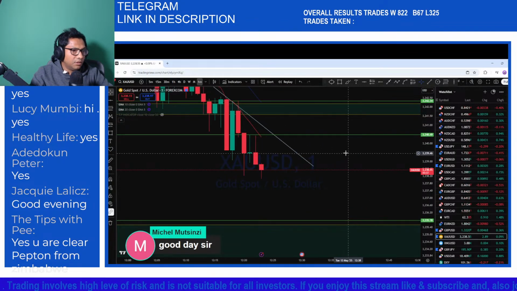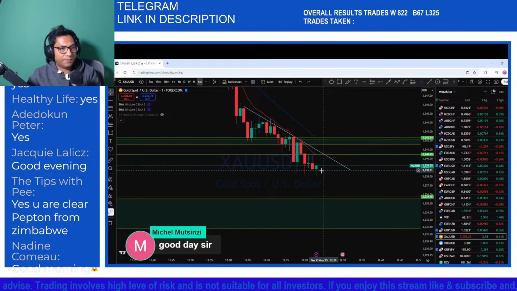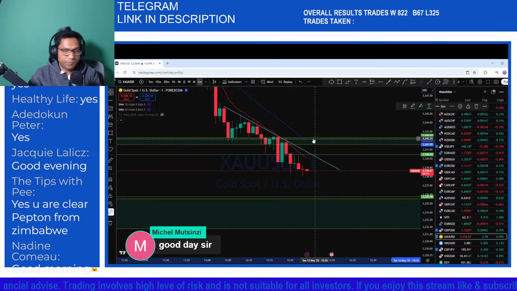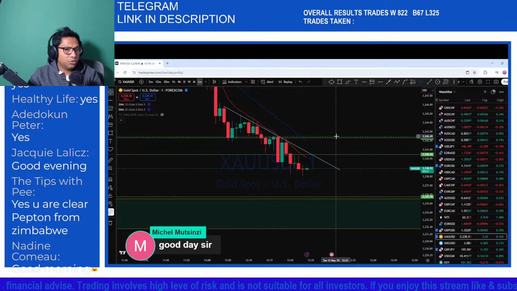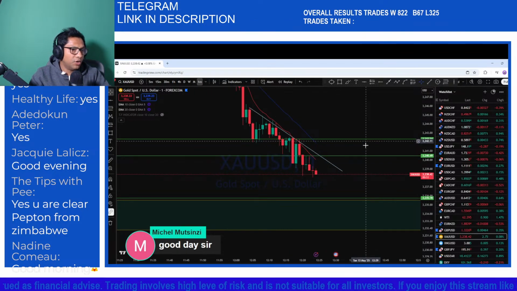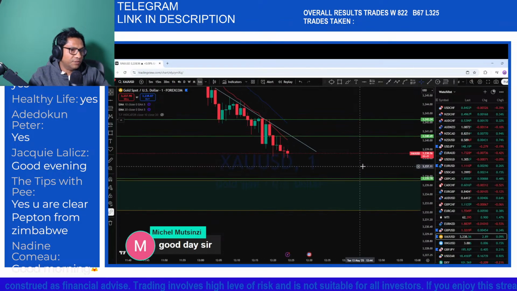So we'll be expecting a push back to the upside that we can see, and that push, if it is going back up to that level here, to this 20 EMA from the 1 minute chart, if we look at, that is where we can look for possible sell entry.